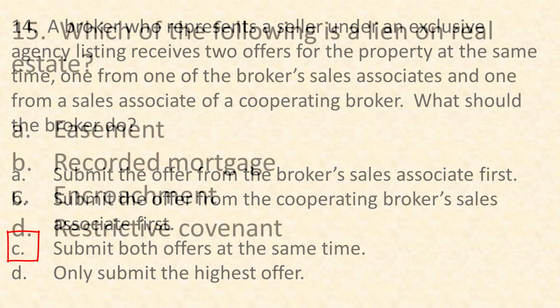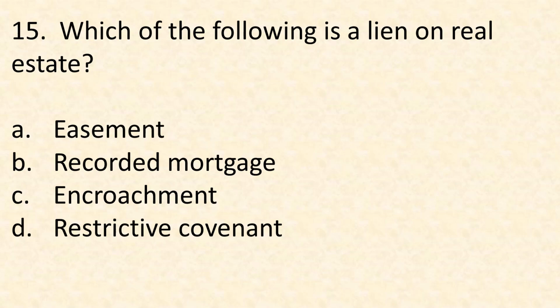Question number 15. Which of the following is a lien on real estate? A, an easement. B, recorded mortgage. C, encroachment. Or D, restrictive covenant. The answer is B, recorded mortgage. A recorded mortgage is a lien on real estate. Easements, encroachments, and restrictive covenants are all encumbrances, not liens.